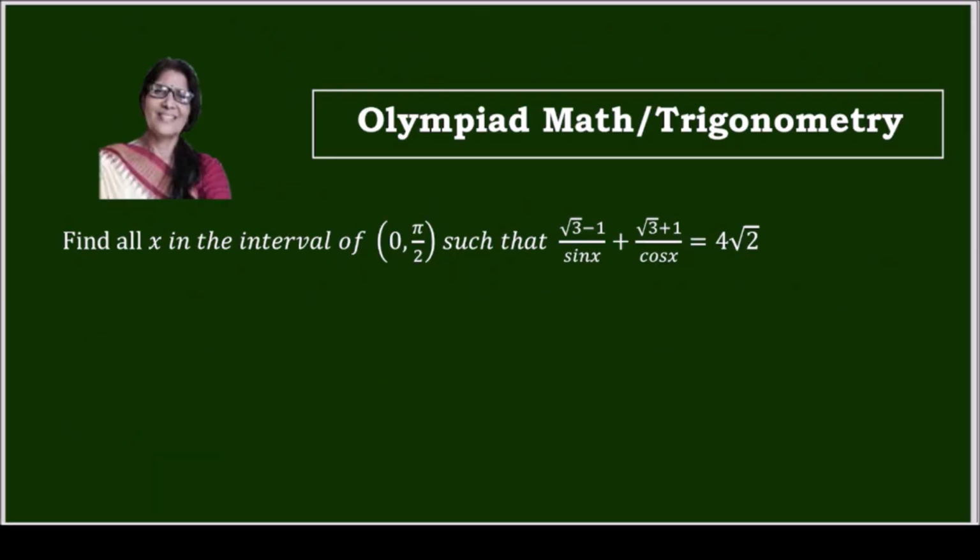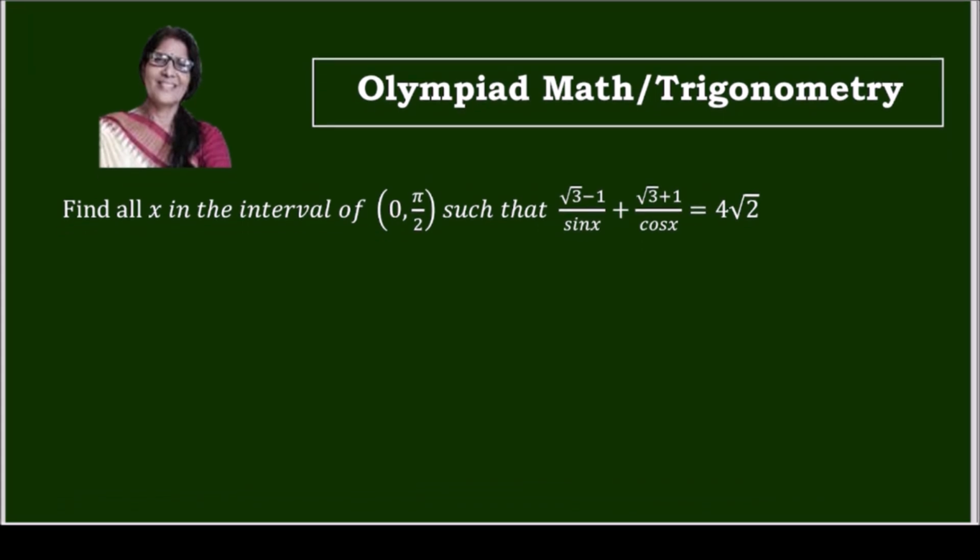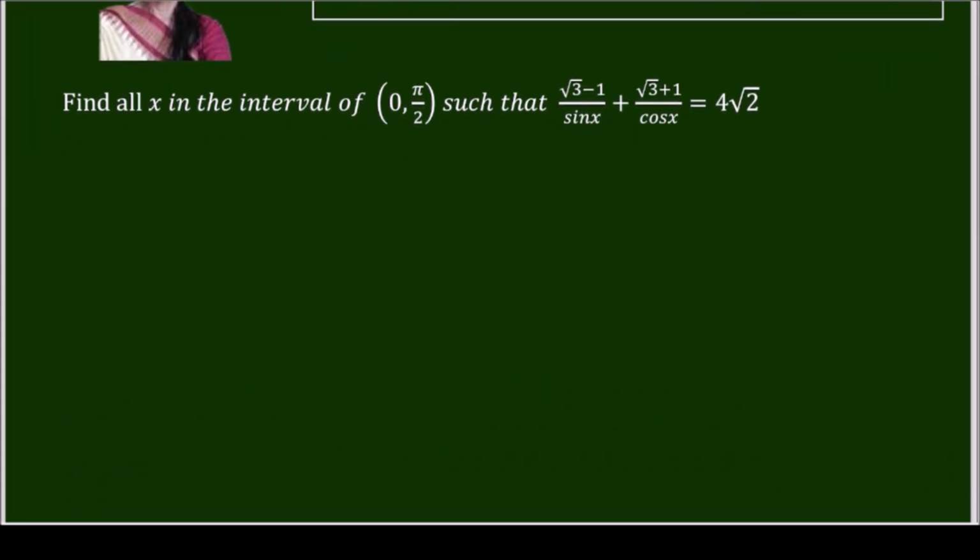Find all x in the interval 0 to pi by 2 such that square root 3 minus 1 over sin x plus square root of 3 plus 1 over cos x equals 4 square root 2.